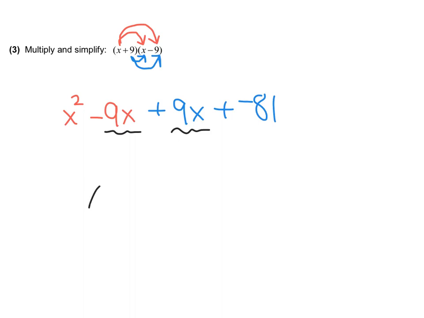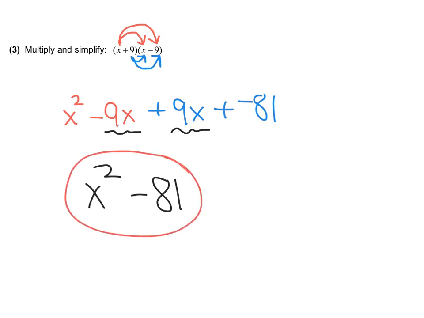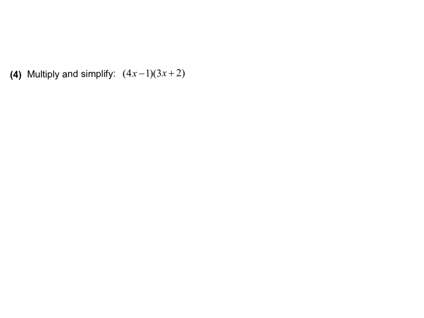So now we're going to add like terms. We have an x squared, minus 9x plus 9x is 0x. So we have no x term, and then minus 81. That is our answer, so we're going to circle it in red. That's what you're going to do in Desmos on your quiz.